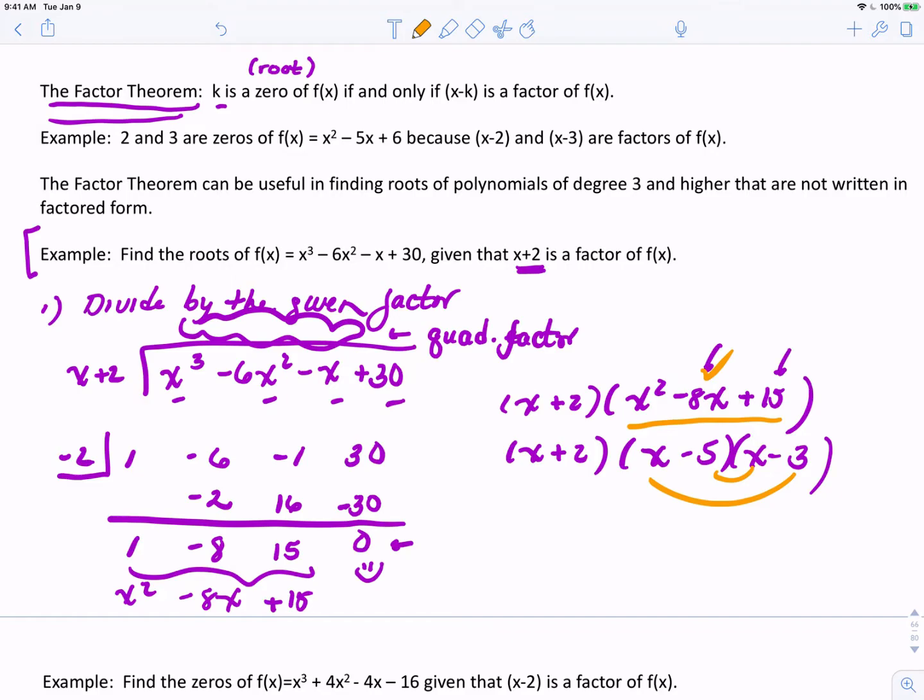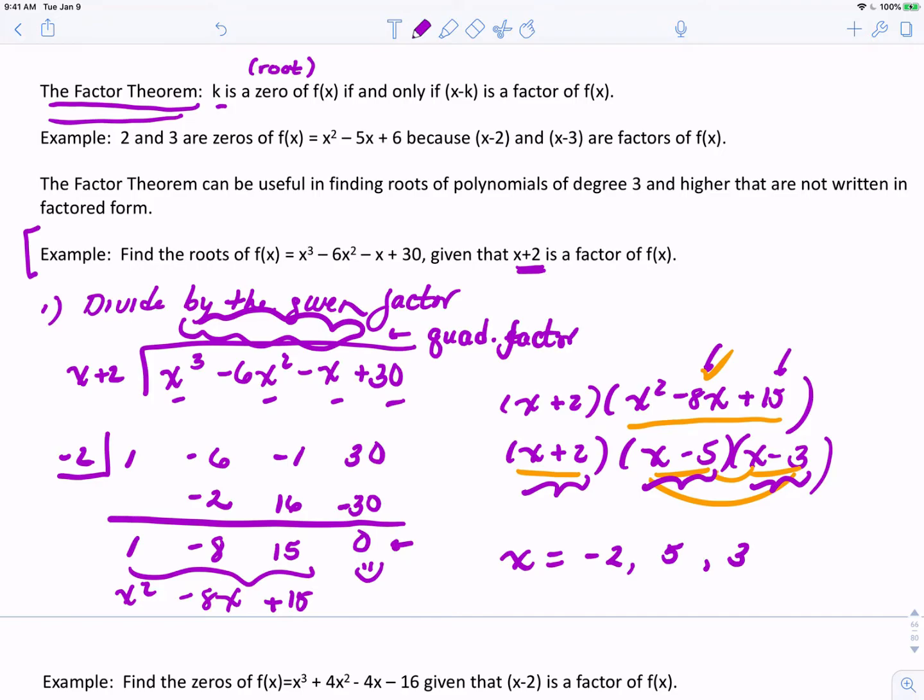So now we have all of them as linear factors, we can find the roots. So the roots would be x is equal to, this is equal to 0 when x is -2, this is equal to 0 when x is 5, and this is equal to 0 when x is 3.